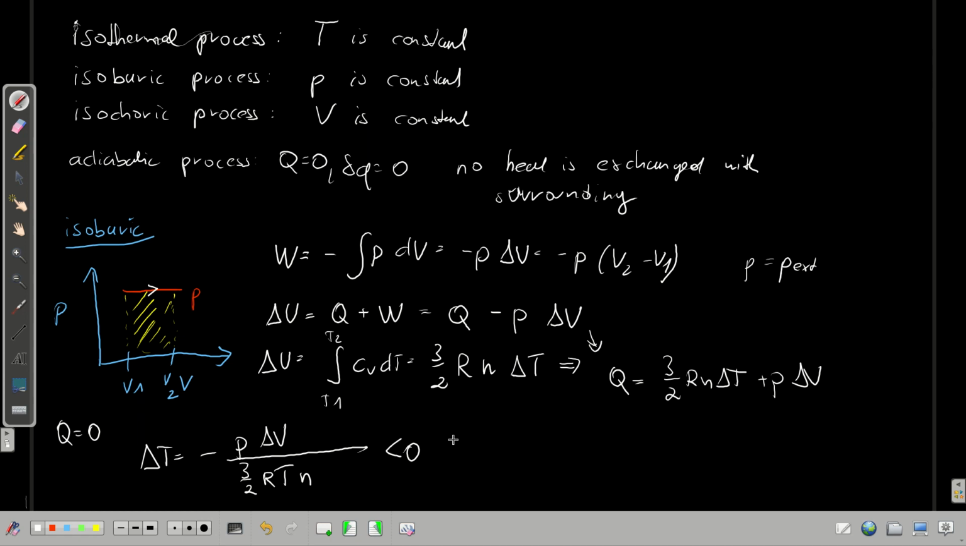So this means that in this case an ideal gas cools down when expanded. Because the ideal gas performed work on its surrounding, therefore we had to pay a price, which is a decrease in temperature.